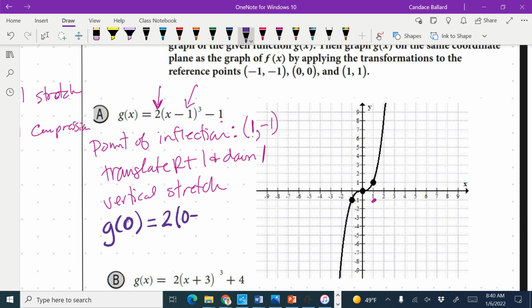So 2 times (0 minus 1) cubed minus 1. I need to do that arithmetic to find my y. Okay? All right, so we have what's 0 minus 1? -1. Good. I'm doing a lot of steps. You could do more in your head, and that's okay. What's -1 cubed? Good. 2 times -1. -2. And -2 minus 1 is? So my point, (0, -3), is on the graph.